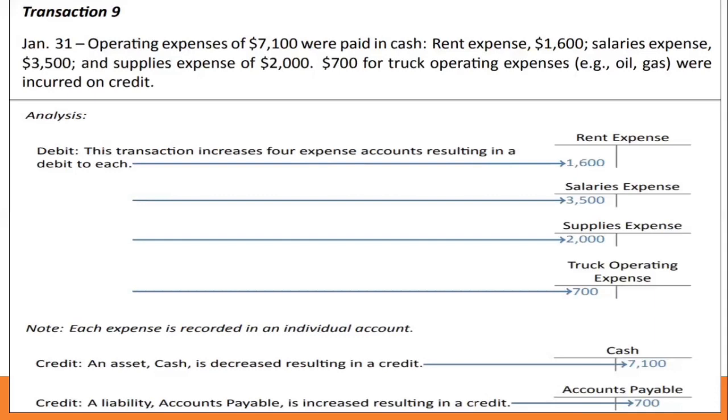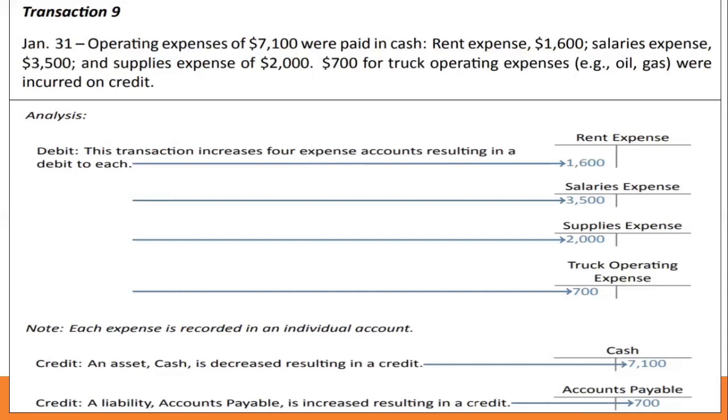Now, each expense, take note, is recorded in an individual account. It should be an individual account, not a general account like operating expense, because they have specific individual accounts. On the other hand, on the credit side, cash is decreased, resulting in a credit. And how much is that? That's a total of $7,100, because that is the exact amount that the company made to pay its operating expenses. So that's an outflow. If your asset decreases, then it will be recorded as a credit.